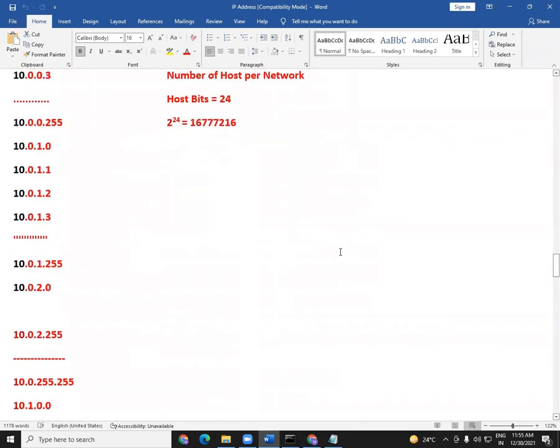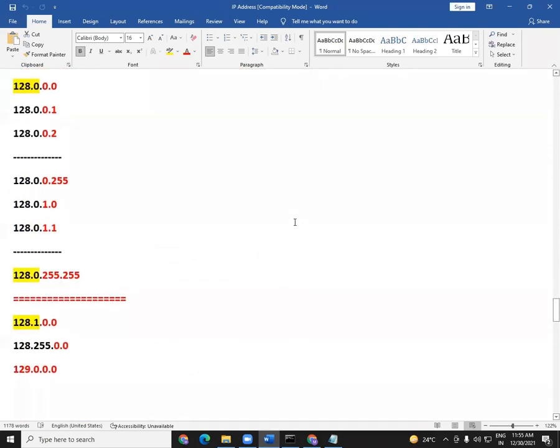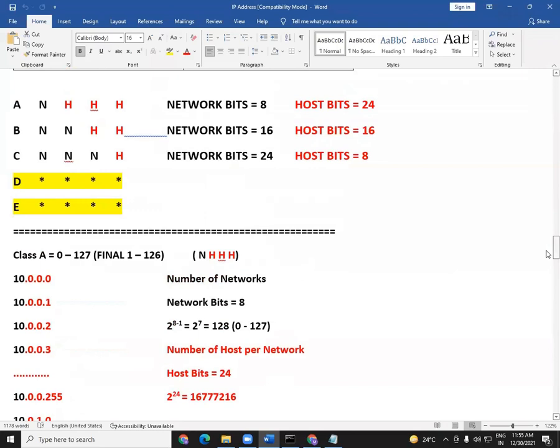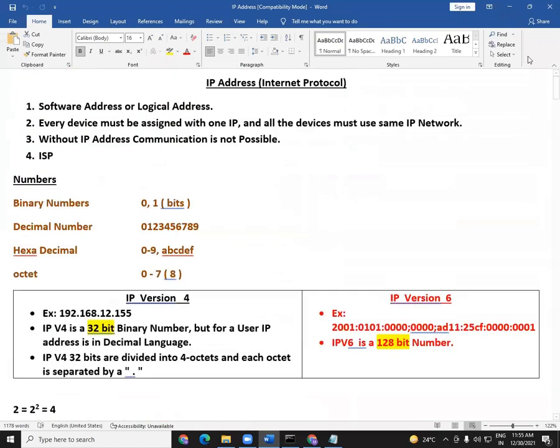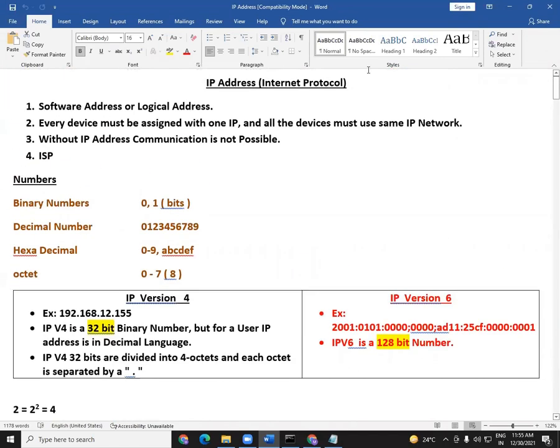So instead of just sitting and listening, mathematics you cannot just watch and understand. You have to do practice. If you want to learn perfectly, the only way is practice. So in our next class, we will go deep into IP version 4, and we will see the decimal numbers and binary numbers and all those things.